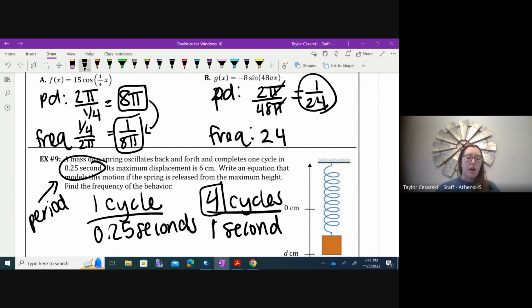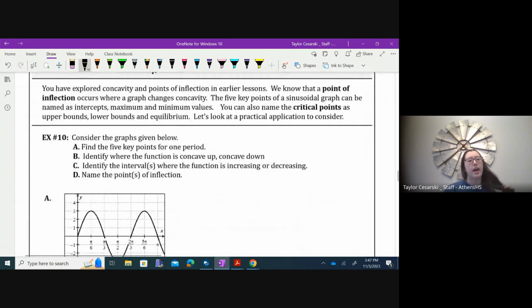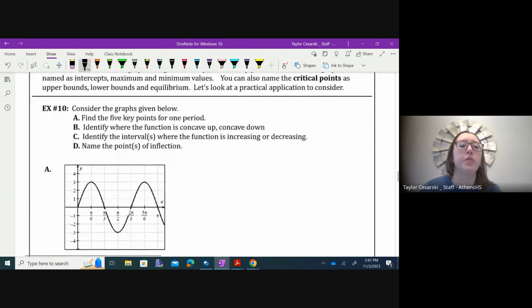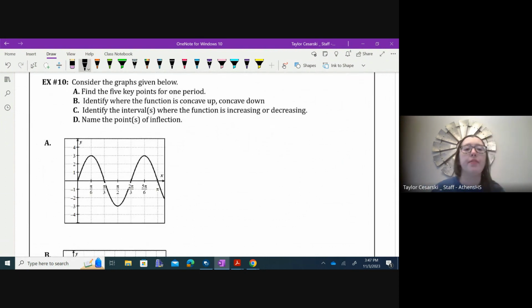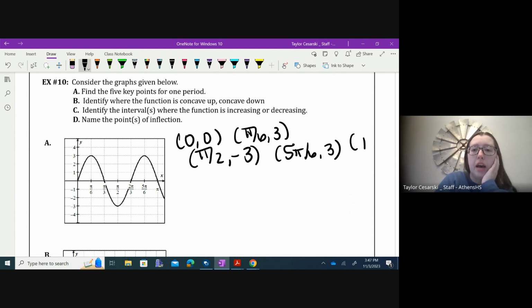All right, let's look at one more problem where I put some of this together. We're also going to bring back in concavity and points of inflection and all that stuff. So we're just going to do example A. It says first find the 5 key points for 1 period. Remember, my key points are things like max and min and intercepts. So I see (0, 0), (pi over 6, 3), (pi over 2, -3), (5 pi over 6, 3), and (pi, 0). I'm just identifying these key points right here.